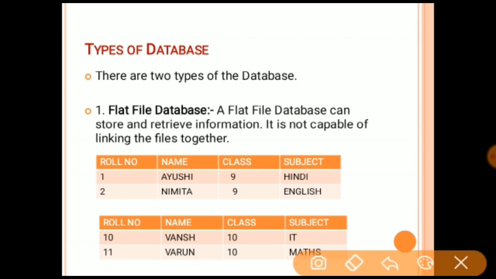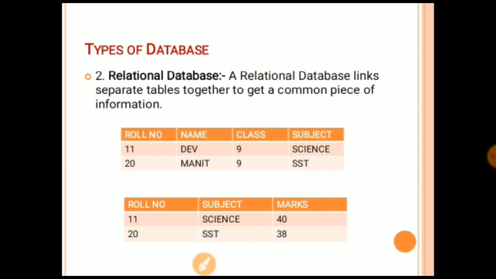According to this, a flat file database can store all your values easily, but it is not capable of linking the files together. It will not link both the tables. Okay. The second type of database is the relational database. A relational database links, relation meaning to create a relation between both the tables.